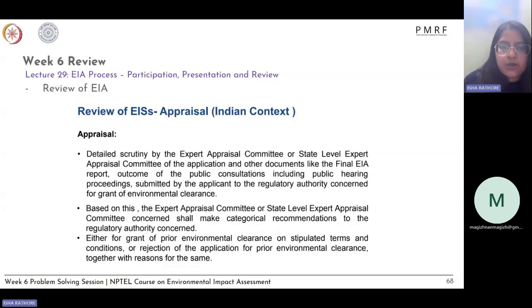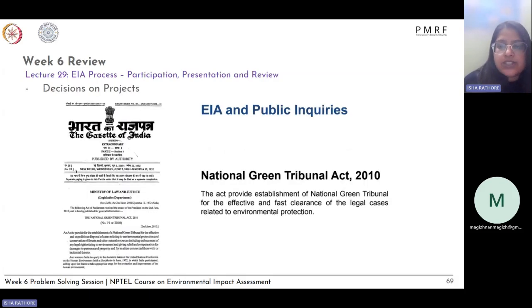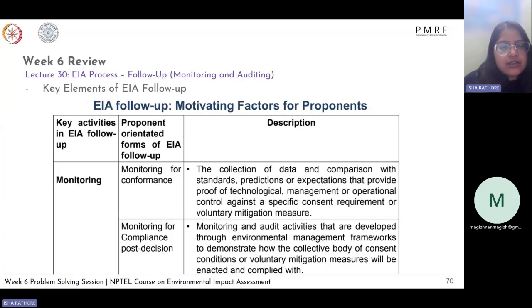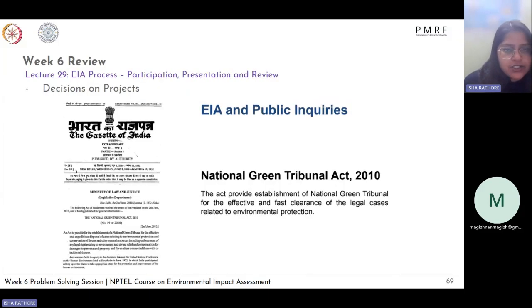Then we also looked at the review of EIA. From an Indian context, we looked at how EIA is being reviewed, how the report when submitted is reviewed, and how decisions are made. So the National Green Tribunal Act of 2010 established the National Green Tribunal for effective and fast clearance of legal cases relating to environmental protection. Then that was what we discussed in lecture 29.